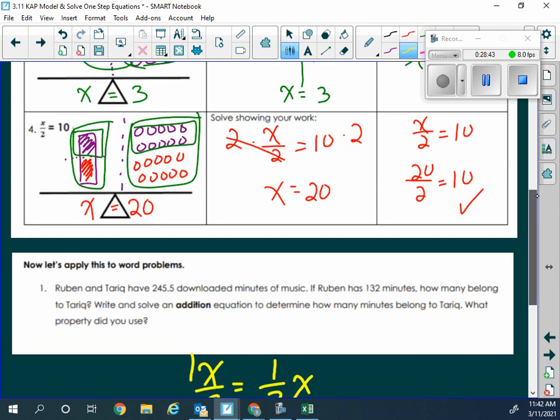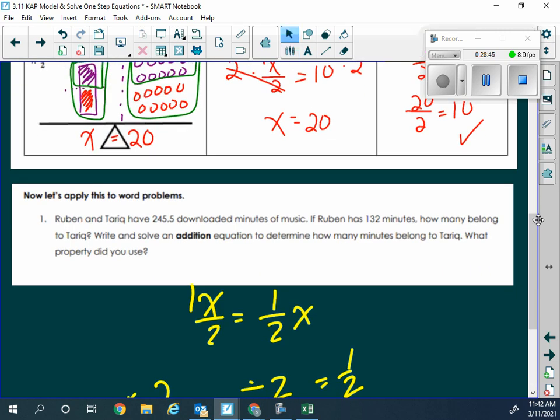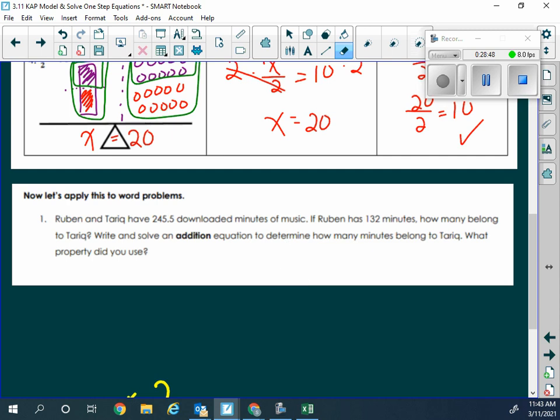Okay, now, guys, let's look at this one. Word problem. It says Ruben and Tarek have 245.5 downloaded minutes of music. If Ruben has 132, how many belong to Tarek? Write and solve an addition equation to determine how many minutes belong to Tarek and what property did you use. So if I were you, I would write Ruben plus Tarek equals 245.5. Do we think we're going to use a model on this one? No. Why not? Decimals, and I'm not going to draw 245 circles.